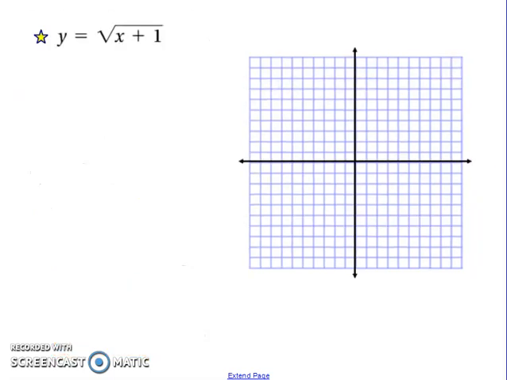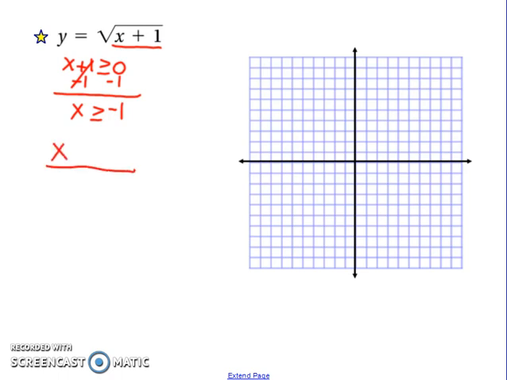Now when we look at this one, we have more underneath the radical than just the x. So same idea though, we're going to take whatever's under the radical, so in this case x plus 1, and we're going to make it greater than or equal to 0. But now we have to actually solve for x. So we're going to minus 1, so x is greater than or equal to negative 1. So that's going to be the point that we start at.